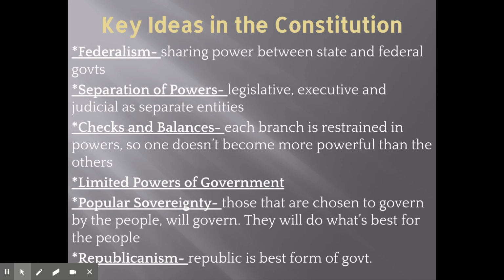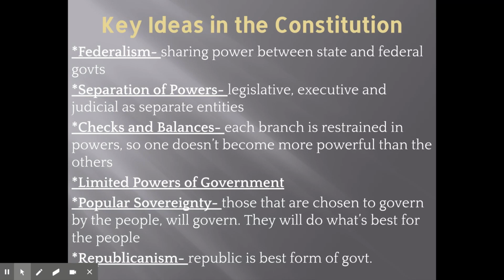Now, here we are going to be definitely reviewing some things from civics. Here are some key ideas from the Constitution. You have federalism. This is sharing the power between state and federal governments, as we've talked about previously. Some of the events that led up to the writing of the Articles of Confederation and then changing it into what was the Constitution, there were some issues with sharing power between the two.